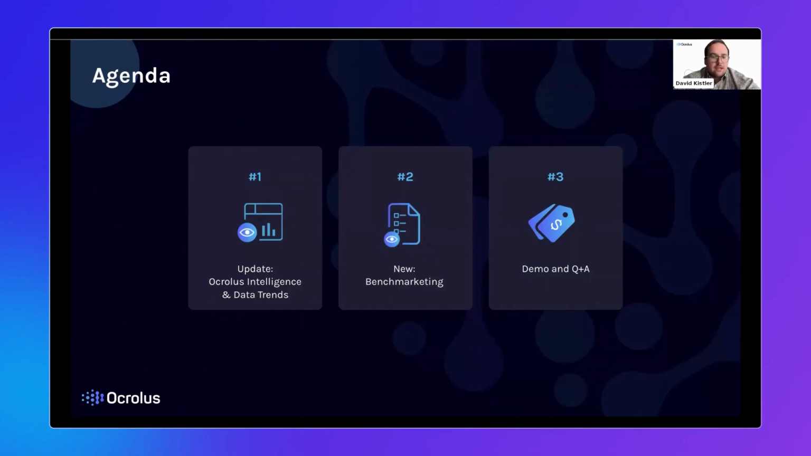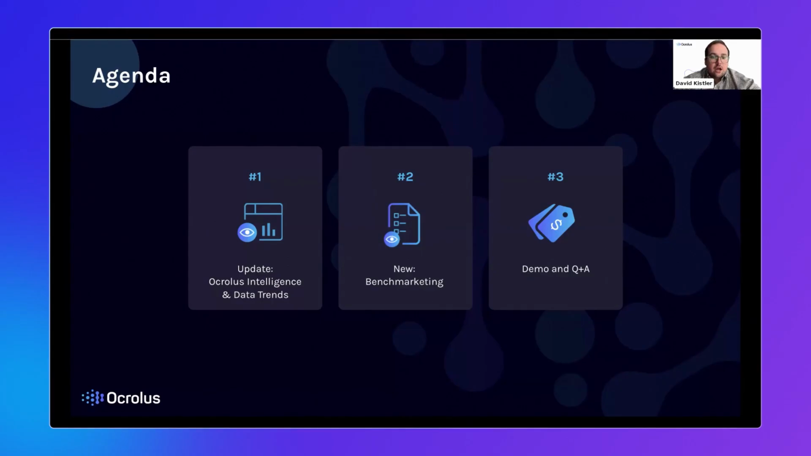We'll walk through some of the key features, including loan inquiries, and share some high-level 2025 data insights drawn from activity across the Ocrolus network. From there, we'll introduce benchmarking, our newest intelligence capability. We'll explain how it works, the types of peer-based insights it delivers, and how underwriters can use it to add context and confidence to the cash flow analysis.